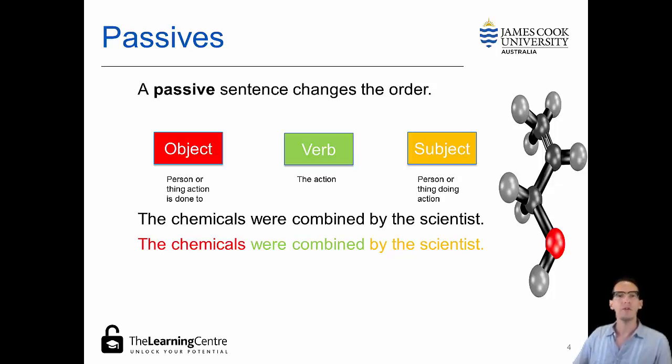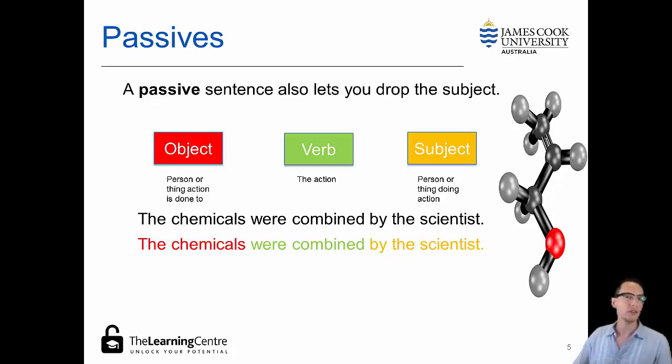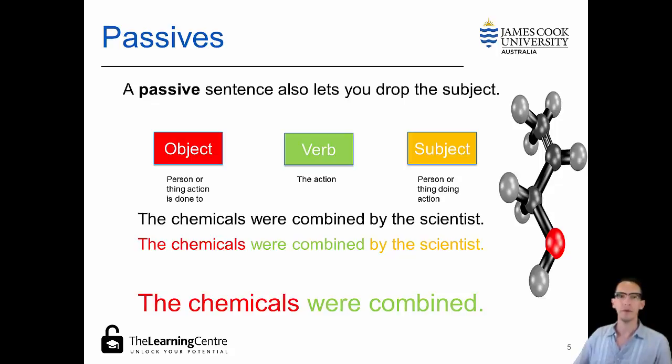Now, what's important with a passive sentence is that a passive sentence also lets you drop the subject. You don't need to keep the subject on the end of the sentence. We can simply say, the chemicals were combined.